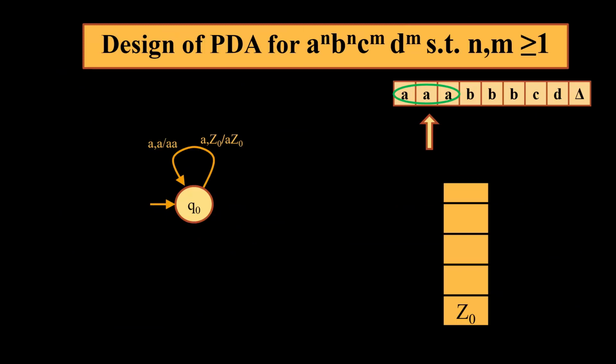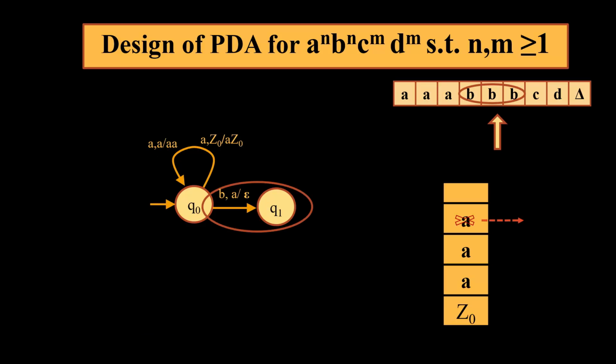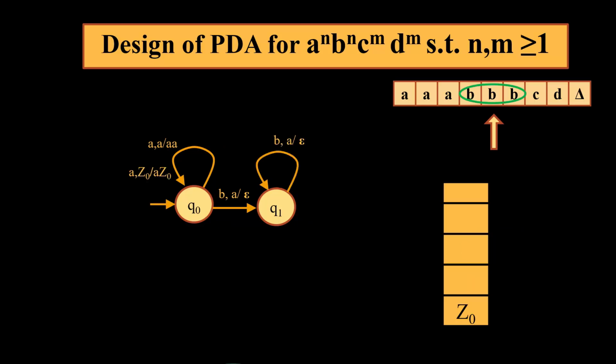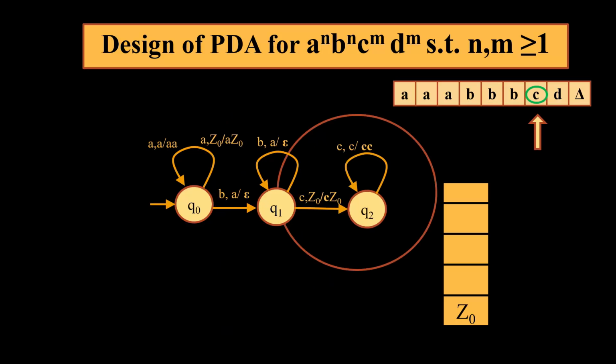We come across A, push them on the stack. We come across B, pop A off the stack, and corresponding to every B, we pop A. And when we have completed reading B and we start off with C, we should have Z0 on the stack. That means the number of B is equal to the number of A.